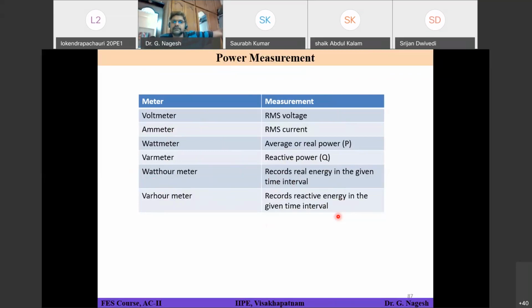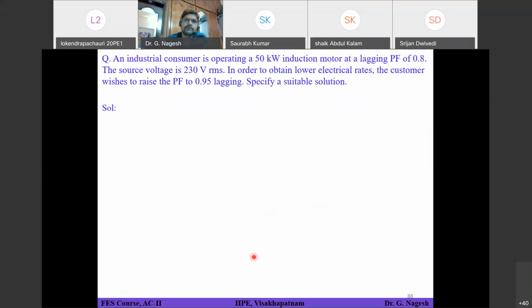You understood? It basically records the energy consumption in your house. So these are the meters that are generally used in AC circuits. We'll see one problem next class, maybe tomorrow. This problem we'll see tomorrow, how to solve that.